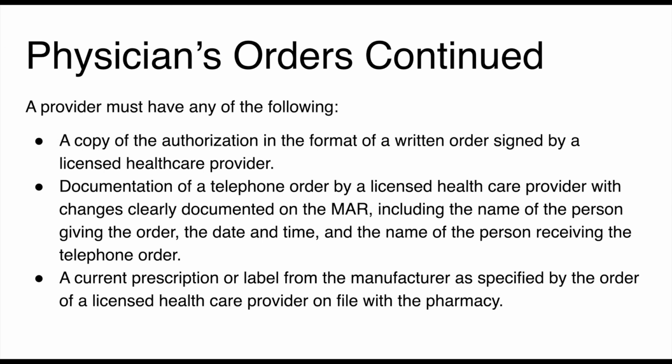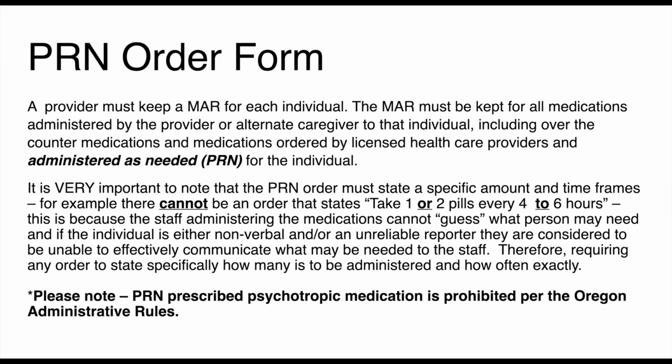You need to have documentation of a telephone order by a licensed healthcare provider with changes that are clearly documented on the MAR, including the name of the person giving the order, the date and the time, and the name of the person receiving the telephone order. So this is for any changes, and they need to be noted on the MAR. A current prescription or label from the manufacturer as specified by the order of a licensed healthcare provider on file with the pharmacy. The next form is the PRN order form.